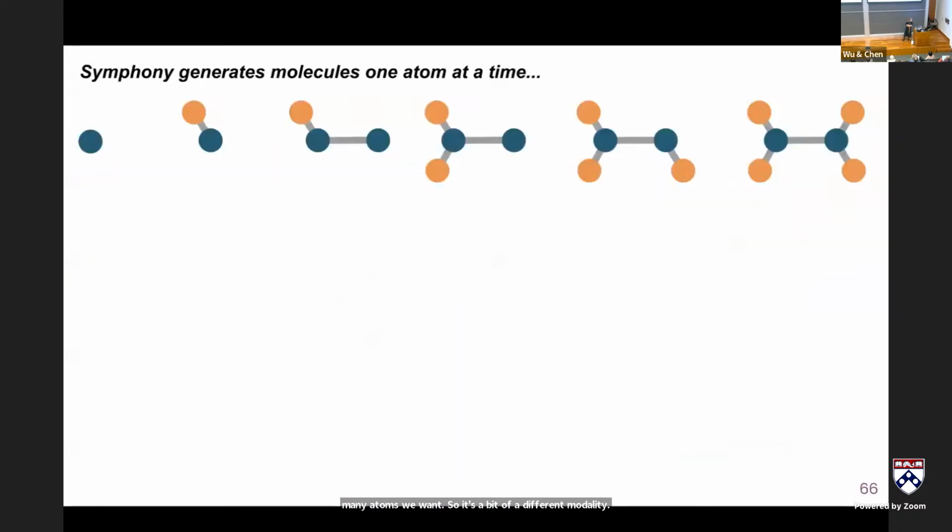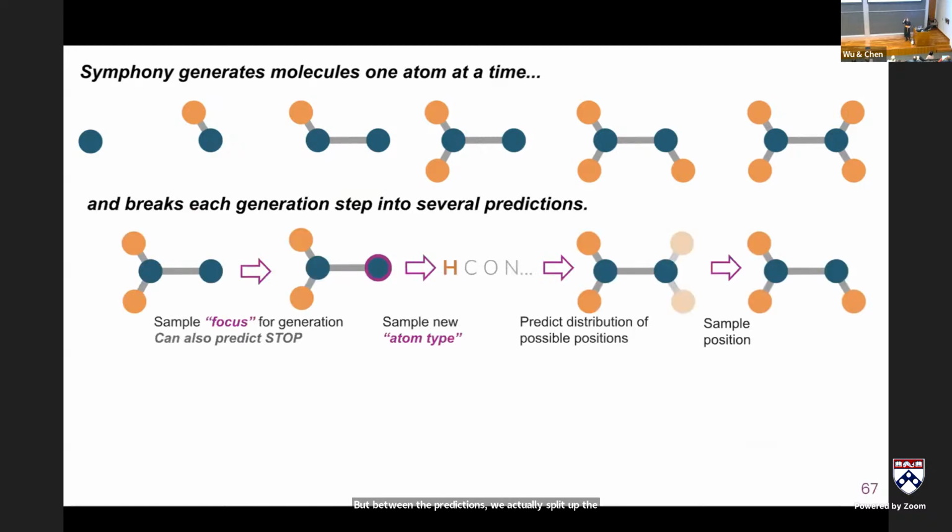Let me break this up. Symphony generates molecules one atom at a time, but between the predictions, we split the prediction into multiple pieces. Given a molecular fragment, I condition on this fragment, saying here's what I've got so far. Which atoms need a new neighbor? The atoms discuss in the network, and then they come up with a focus atom. Which atom is going to gain a new neighbor? This is just a probability prediction. Then we ask, what type of atom does this atom want as a neighbor? In this case, we choose hydrogen.